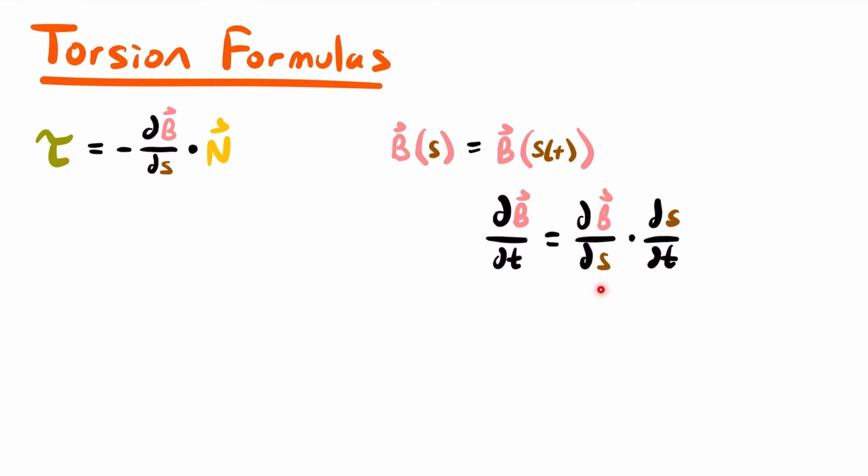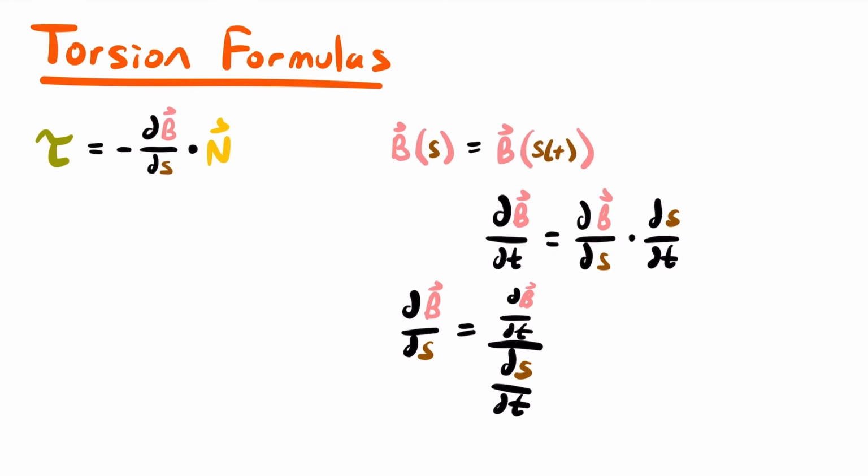But the reason why this is helpful is because now we can solve for dB ds in this equation, because that's what's in our torsion definition here. We're trying to rewrite that in terms of t in some way, and this equation is going to help us get there. All right, so if you solve for dB ds, you need to divide both sides by ds dt, and so that looks like this. dB ds is equal to dB dt divided by ds dt.